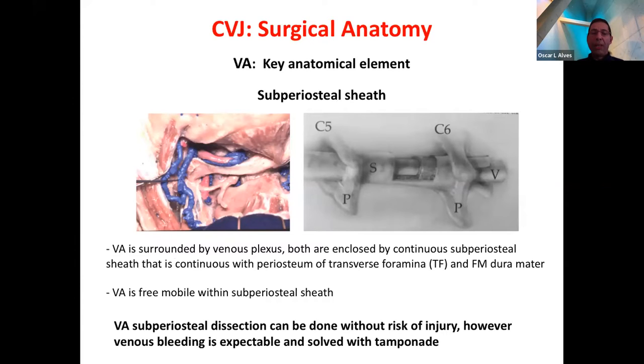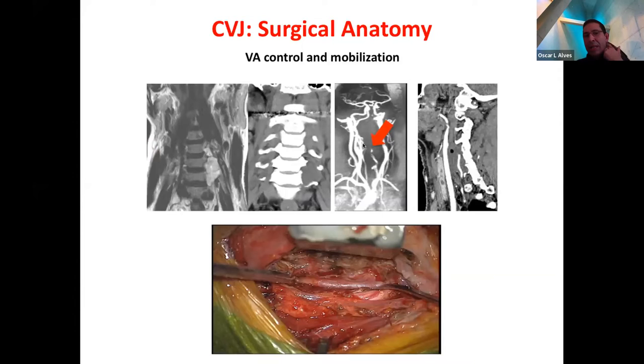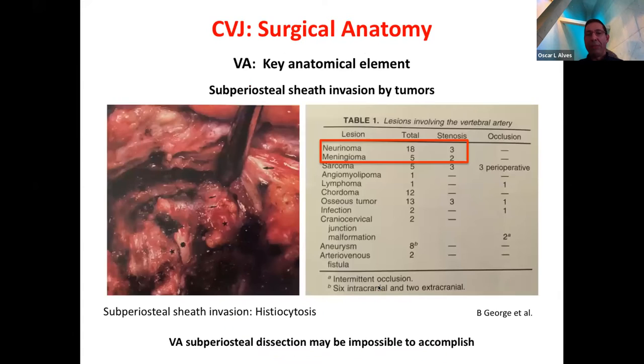So if you do a very meticulous subperiosteal dissection, this can be done without any risk to the vertebral artery. Of course, you will get some bleeding, it's expectable, but it's going to be venous bleeding that is solved with soft coagulation and tamponade. This is just one of my cases, in the lower cervical spine. You see a stop of the flow of the vertebral artery. This was a chondrosarcoma. And after we controlled the vertebral artery above and below the lumen, we extracted the tumor, and you see the nice flow of the vertebral artery that was not collapsed or invaded by the tumor.